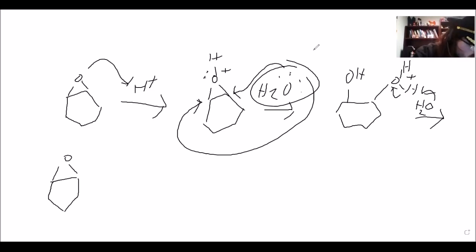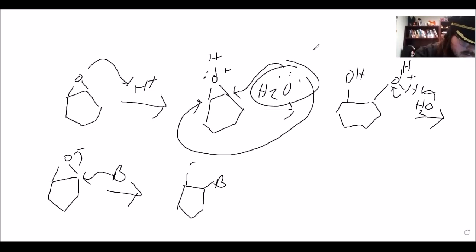Basically, in the presence of a base, the base comes in, attacks somewhere, and swings up, and we have our alkoxide group and our base minus. We have a protonated base that deprotonates it, and now we have our ring opened.